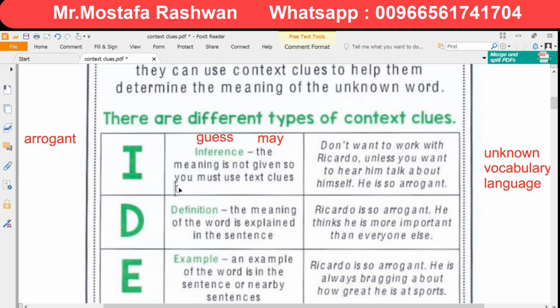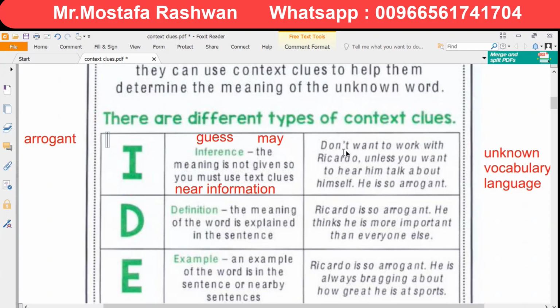So all you need to do here is to look at the near information in the line. In this line, look before it and after it and link these details together to guess the meaning. Okay, you don't need to get the exact meaning, but the meaning that is suitable to the context, the meaning which is relevant to the idea in this text. Let's read this example first.